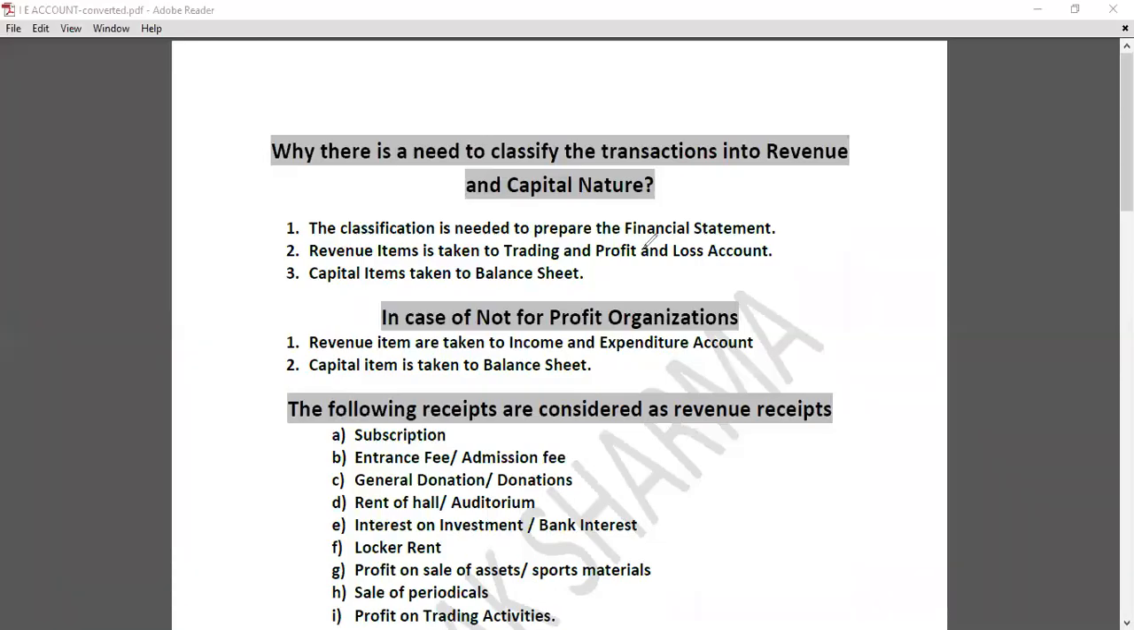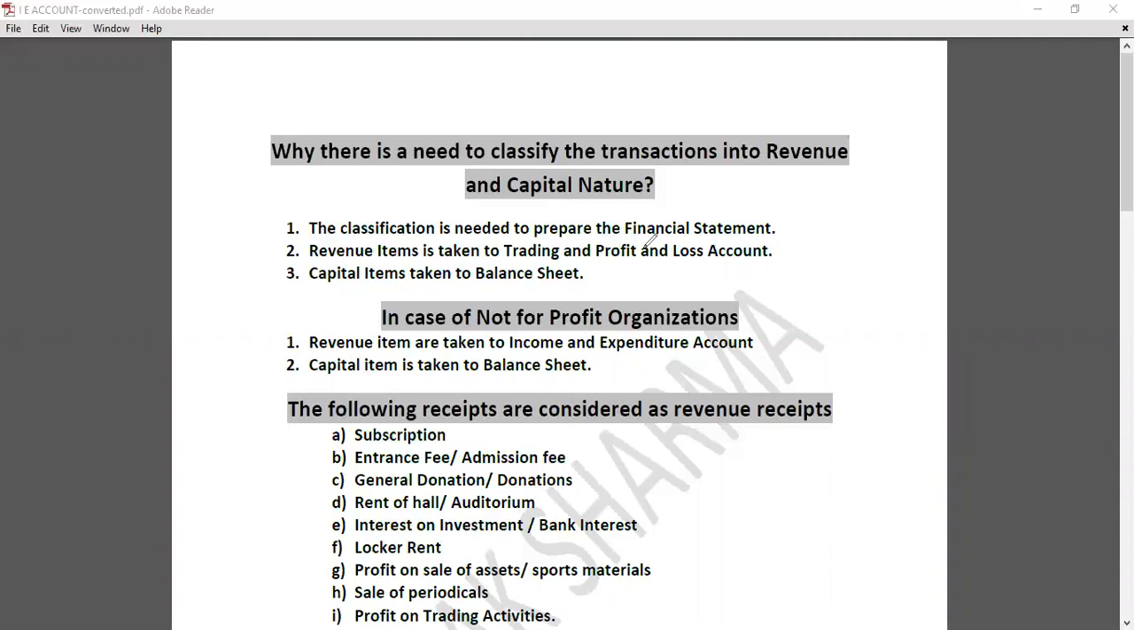So today I'm going to take another topic. The topic is related to the topic which I have discussed in the last video. In the last video, we discussed what is a revenue and capital nature of transaction. So in this video, we will try to understand how those concepts, that is the concept of capital nature of transaction and revenue nature of transactions, are applied while preparing the income and expenditure account.